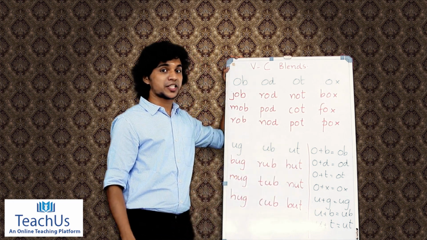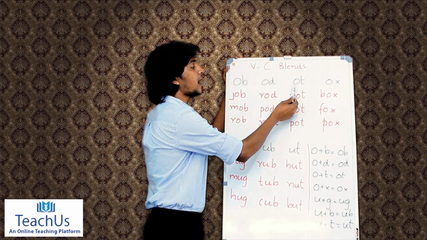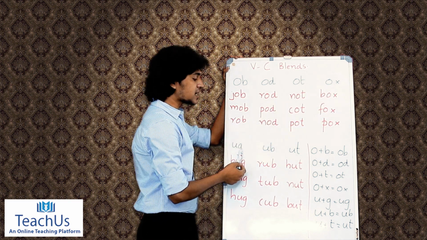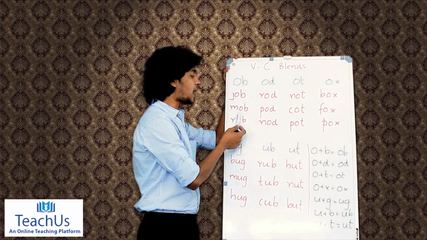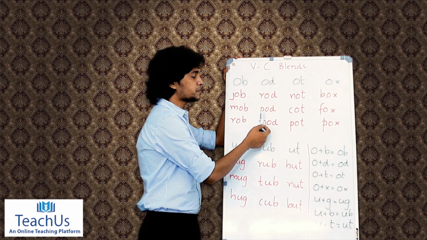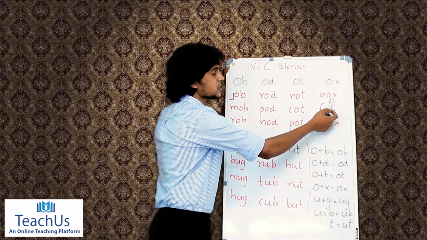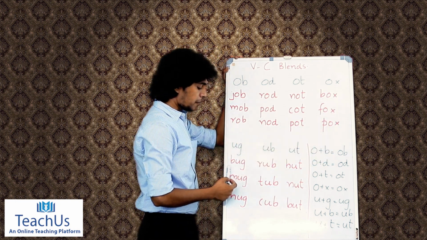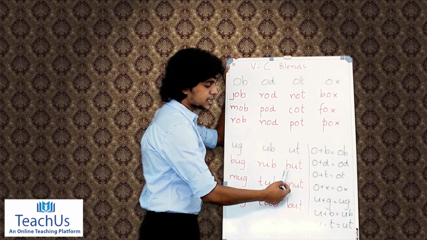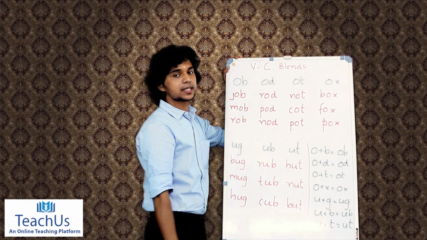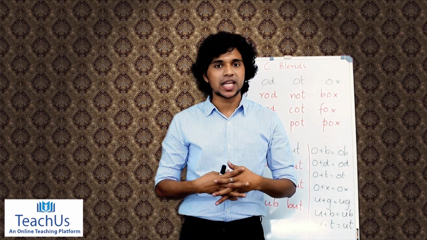Once again, let us read all the blend sounds that we have learned today. Ob, odd, ox. Ug, ub, ut. Now the words: job, mob, rob, rod, pod, not, cot, pot, box, fox, pox, bug, mug, hug, rub, tub, cub, hut, nut, butt.